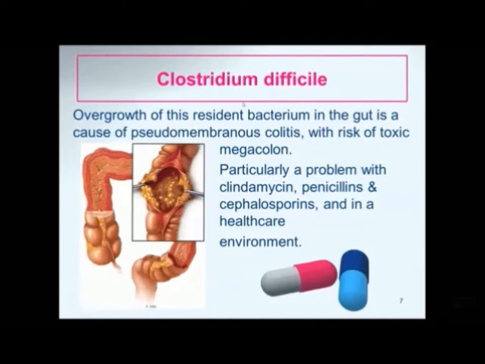Now, that bacteria obviously is able to overgrow when you knock out other bacteria in the gut, and so it can be a problem associated with the use of a number of different antibacterial drugs, but it's particularly a problem with certain groups that we're going to look at. So clindamycin is a single agent that is known to have a particular liability for producing C. difficile infection and pseudomembranous colitis, as are the penicillins and the cephalosporins.